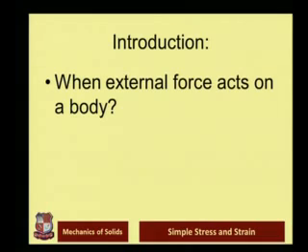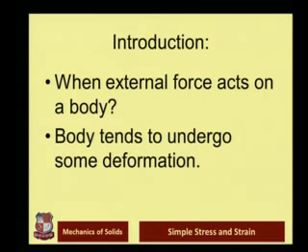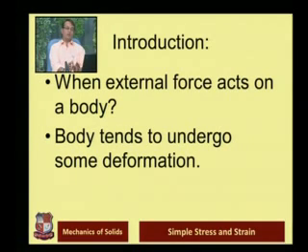And what happens to a body? The body tends to undergo some deformation. Here the word "tends to" is important, because it may happen that the body may not undergo deformation. Suppose you are pushing the wall. Unless you are Superman or superhuman, you will not dent it; it will not deform. So those particular materials are known as solid materials. The subject which we are covering is of deformable bodies. So a body tends to undergo some deformation. It may deform, it may not deform.